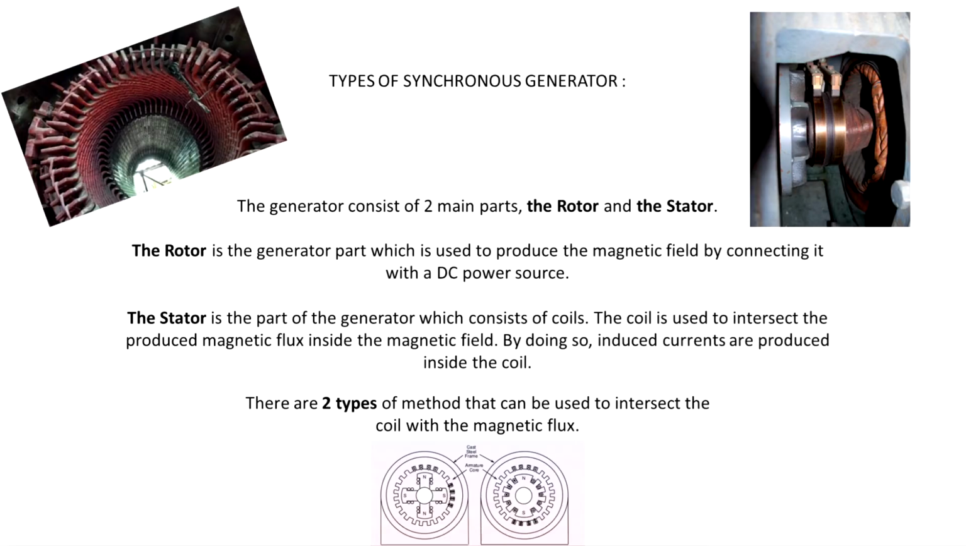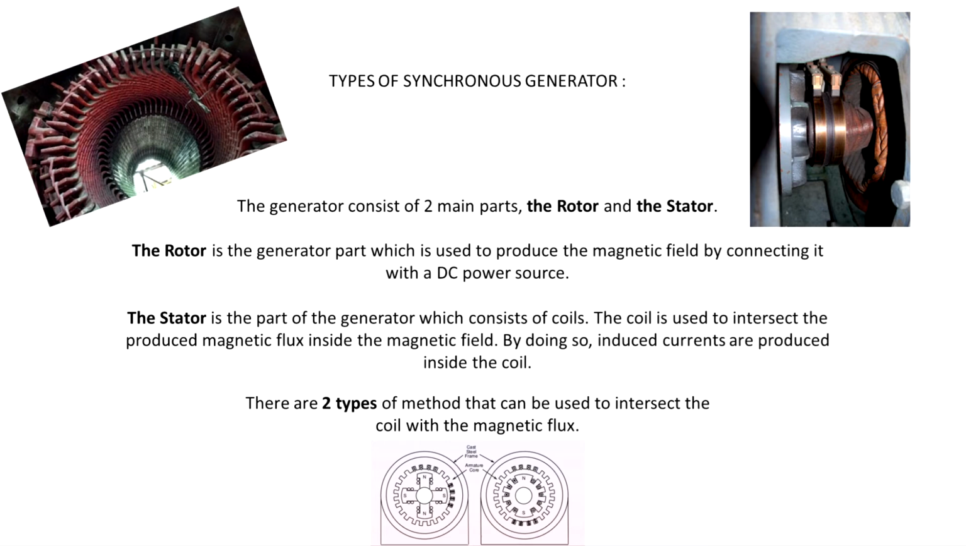Types of synchronous generator. The generator consists of two main parts, the rotor and the stator. The rotor is the generator part which is used to produce the magnetic field by connecting it with a DC power source. The stator is the part of the generator which consists of coils. The coil is used to intersect the produced magnetic flux inside the magnetic field. By doing so, induced currents are produced inside the coil.